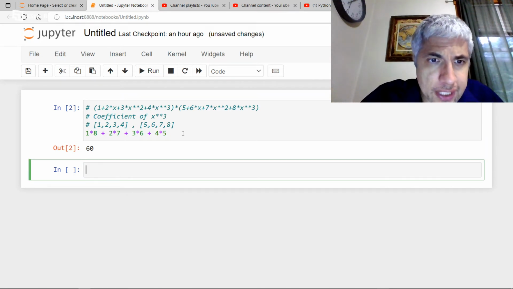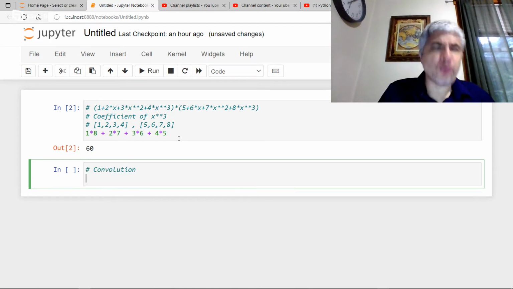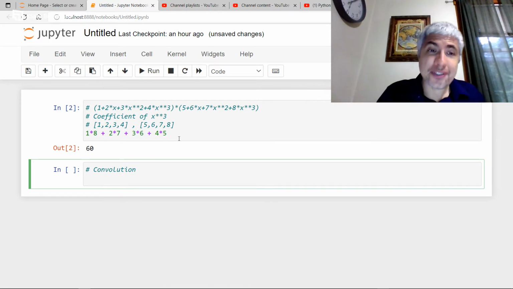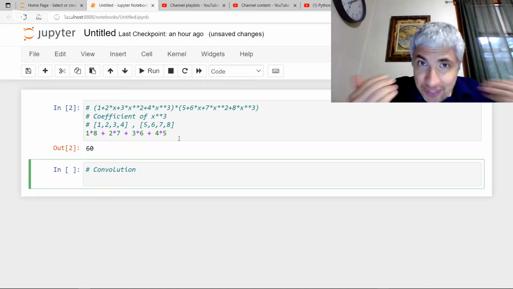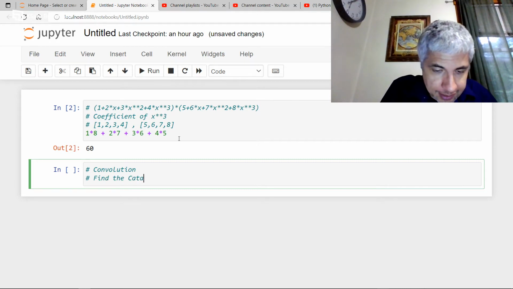Okay, so this is a name in mathematics. It's called a convolution, and it comes up. When would a convolution come up? Well, you just saw polynomials are everywhere in mathematics, right? So if they show up in polynomials, you know, that enough is a good reason to study them. But we actually want to use these to find the Catalan numbers. That's the application I want.